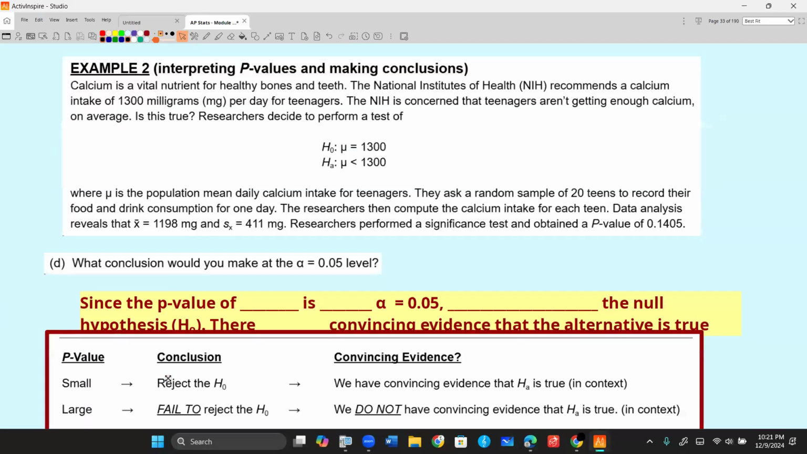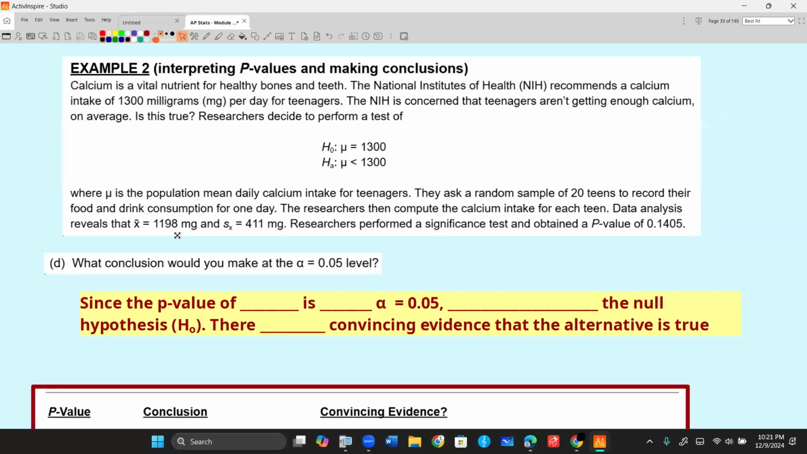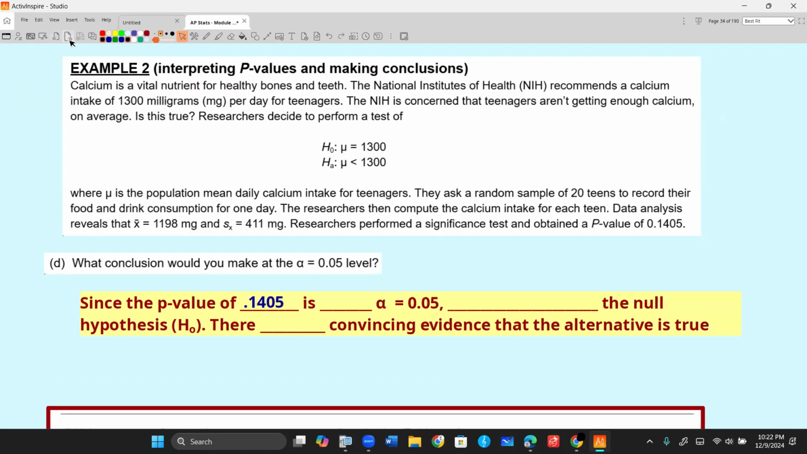Well, this is a pretty large p-value. So since the p-value is pretty large, what are we going to do here? Well, our p-value is 0.1405. It's not less than alpha. It's not less than 5%. So we're going to fail to reject the null hypothesis. That means there is not convincing evidence that the alternative is true.